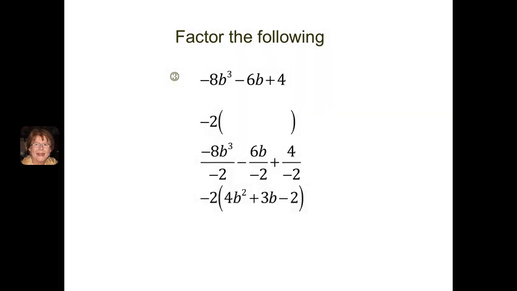Here are my factors. I can verify to make sure that I have my original expression. -2 times 4b squared is -8b cubed. -2 times 3b is -6b. And -2 times -2 is positive 4. These are the factors of -8b cubed minus 6b plus 4.